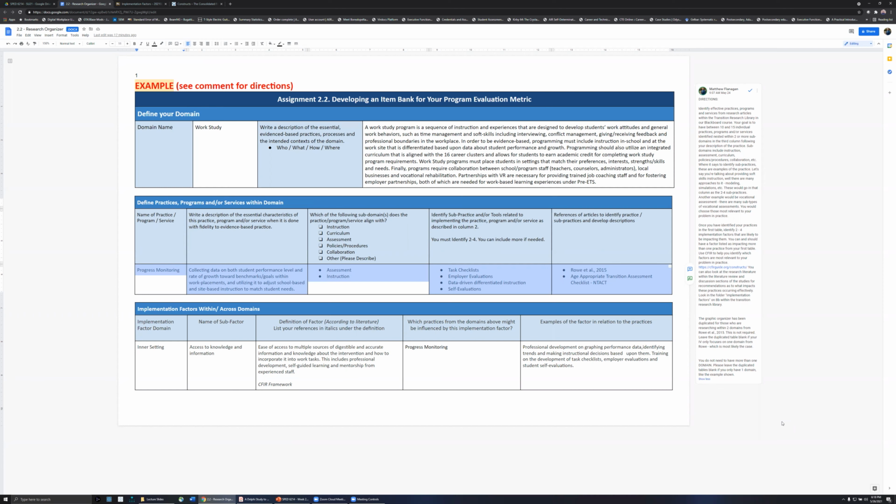So what you can do is keep open the CFR constructs and look through the articles. Get yourself familiar and say, all right, well, they're talking about the need for professional development. Where does that sit in the CFR framework? It's probably the inner setting, because that's something that the organization or school or agency is going to be doing for its staff or district. And then, oh, look, access to knowledge and information. Yeah, this really speaks to this idea that in order to do progress monitoring, in my example, stakeholders need to have information available to them on how to do this well.